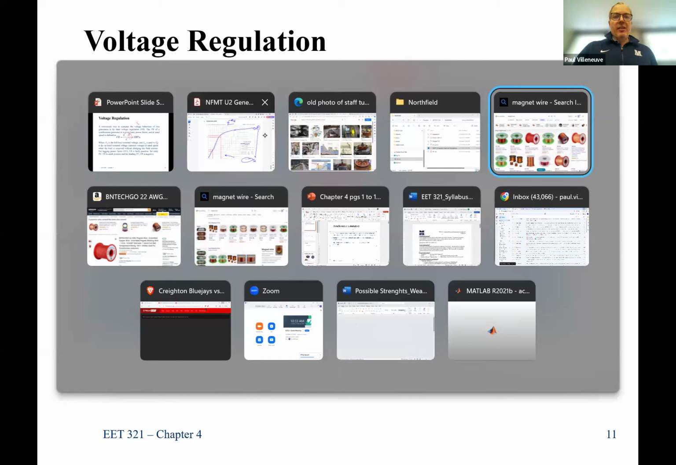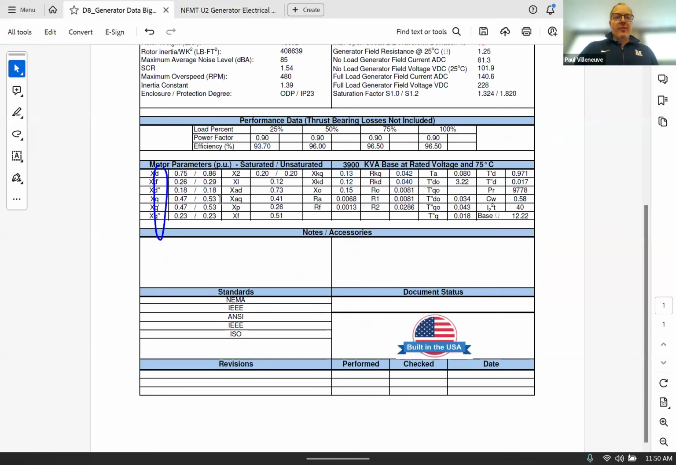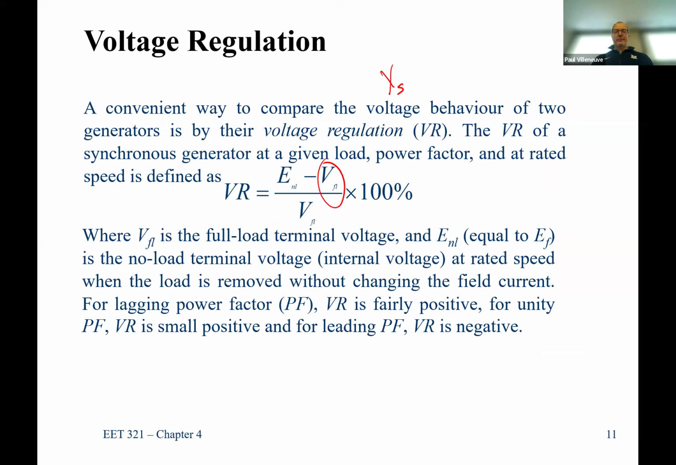Here it is. So over here, if you look at these values, 0.75, those are in per unit, they'll make more sense to you, but you typically would want those to be as small as possible. I won't get into too much other than to say that voltage regulation really depends on power factor. If you have a lagging power factor, your voltage regulation is positive. If you have a leading power factor, your voltage regulation is negative.